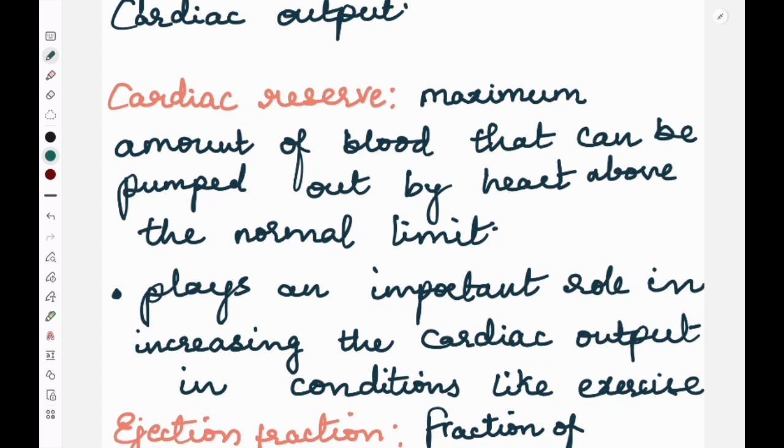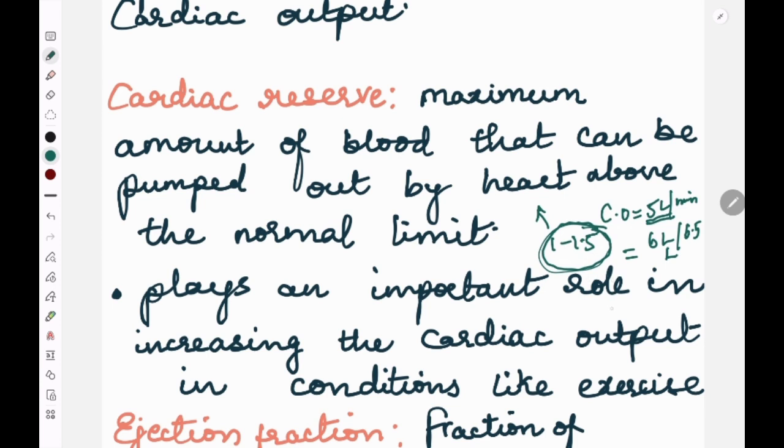What is cardiac reserve? The maximum volume of blood that can be pumped out by the heart above the normal limit. We know that the cardiac output is about 5 liters per minute. So if the heart is pumping about 6 or 6.5 liters per minute, then the additional 1 to 1.5 liters is what we call cardiac reserve. The normal limit is about 5 liters, whereas it is pumping 1 to 1.5 liters above the normal limit. This additional volume of blood pumped by the heart is called cardiac reserve.